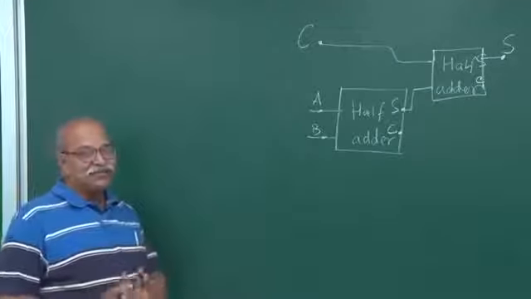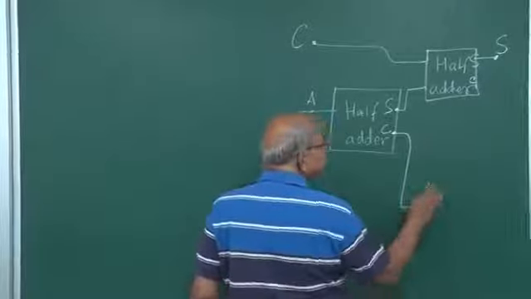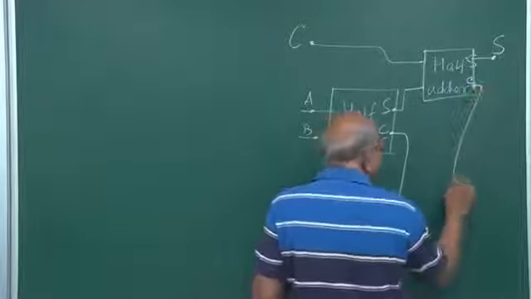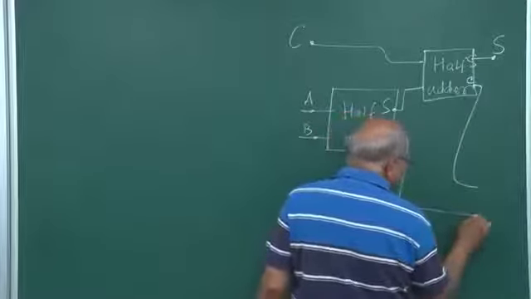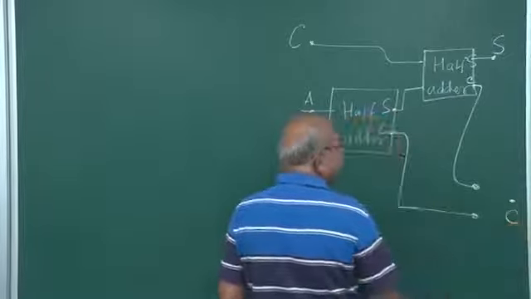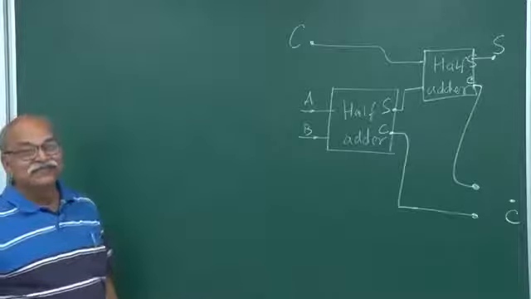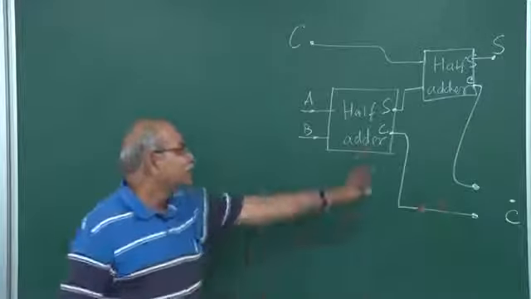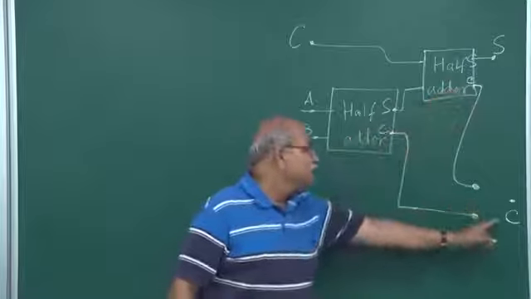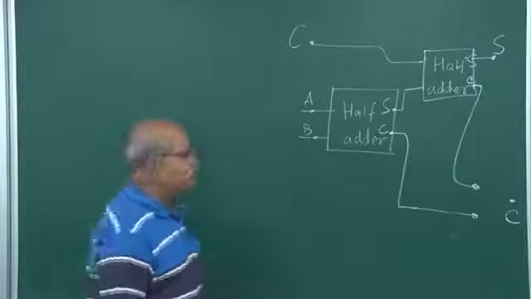Let me tell you how to get that final carry. You have a carry here and you have a carry here. Look at these two and the final carry, and construct the truth table and see what kind of circuit is needed here. These two intermediate carries will finally make this final carry. So let me take a number.